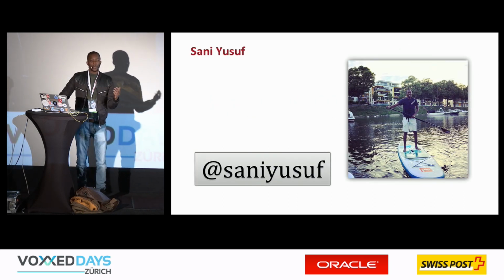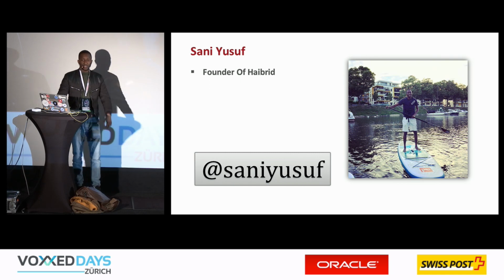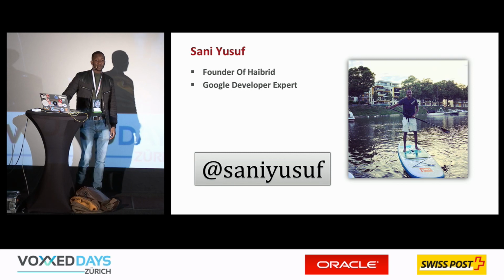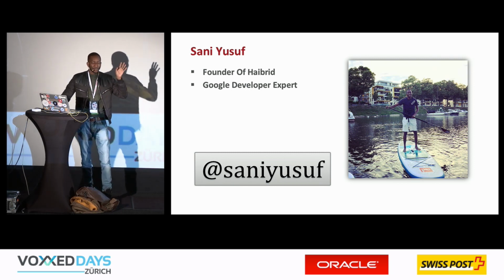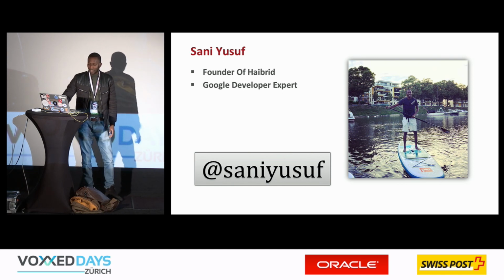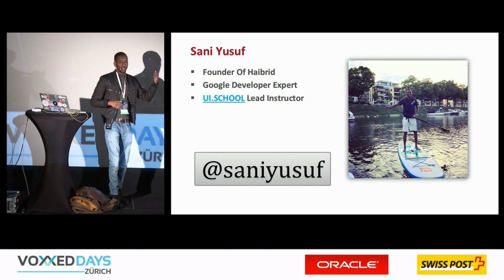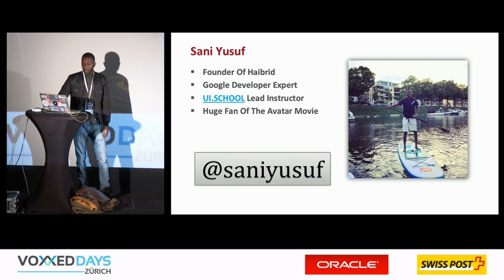So to begin, let me get the boring stuff out of the way. I'm going to tell you a little bit about myself and what makes my life great and what makes my life not so great. Mostly not so great. So I'm the founder of Haibrid, a small consultancy in London, which basically means me, myself, and I. Just 3 people, you know. I'm a Google developer expert as well. So I'm not quite sure what that still means, but it's supposed to be a fancy title that I recently got. And I'm the lead instructor of UI.school, which is a thing me and my business partner created. So watch out for that.